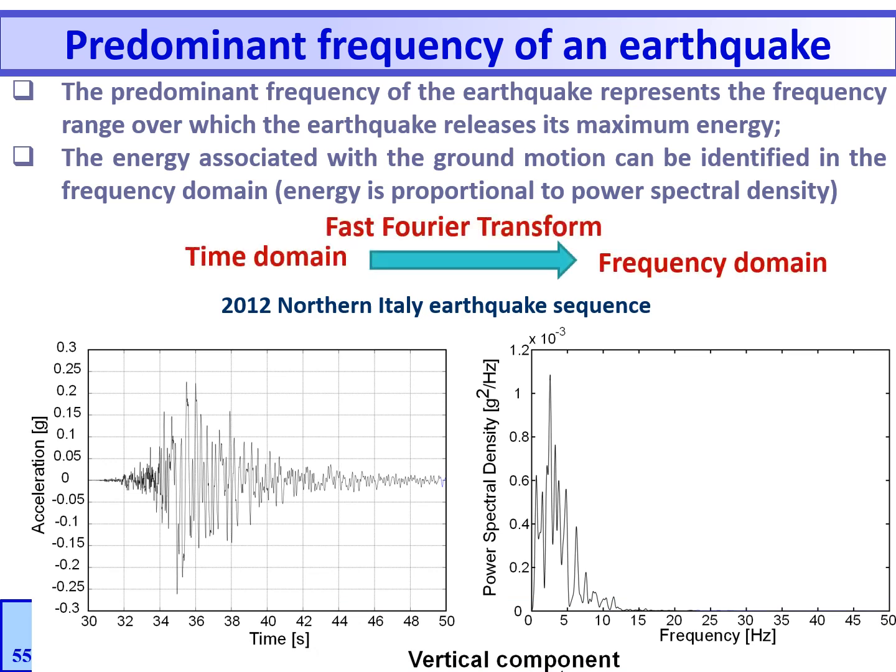To get that, we need a fast Fourier transformation from the time domain to the frequency domain, where a graph expressing acceleration as a function of time is transformed for an earthquake's component to a graph linking the power spectral density to the frequency.